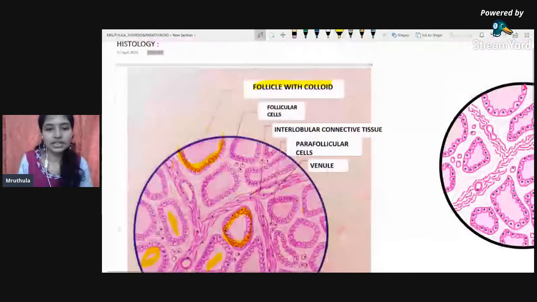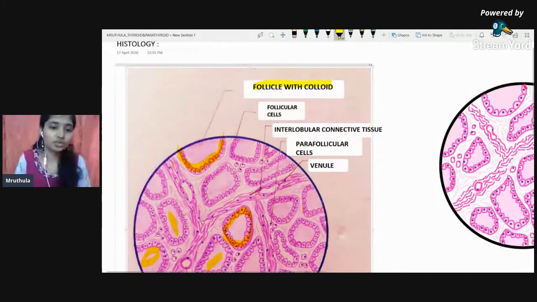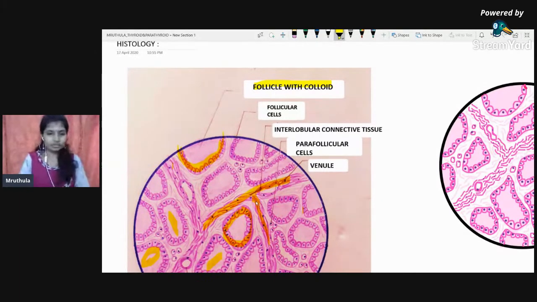And the other structure which you can appreciate is this one, the connective tissue. So there are two connective tissues here. What are the two connective tissues? Interlobular connective tissue and the interfollicular. Interfollicular means in between the follicles. Okay, so there are two connective tissues, interlobular and interfollicular. And this is where you can commonly find the arterioles and venules.